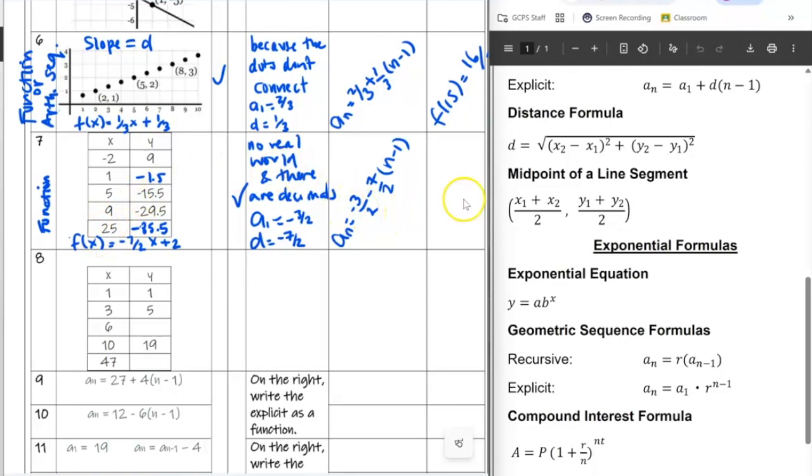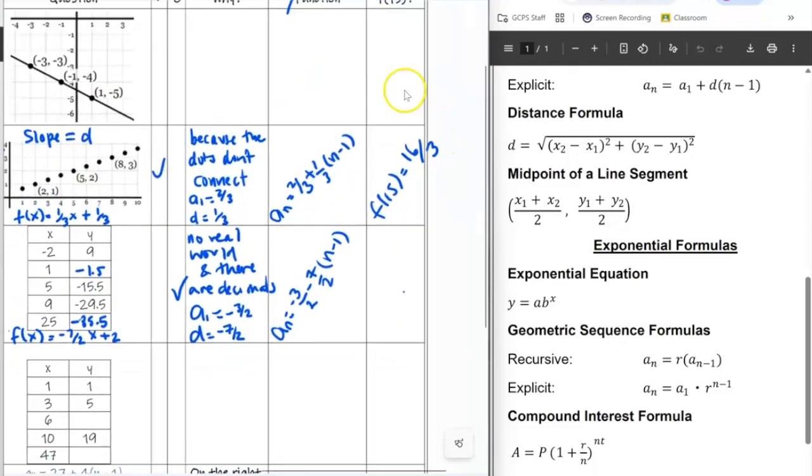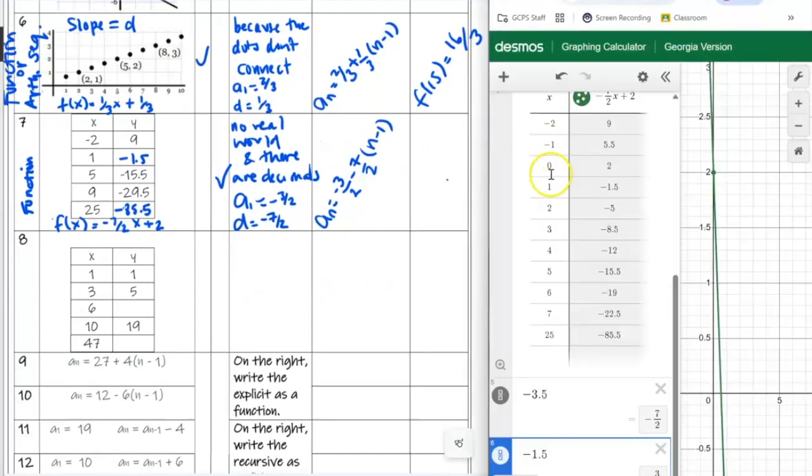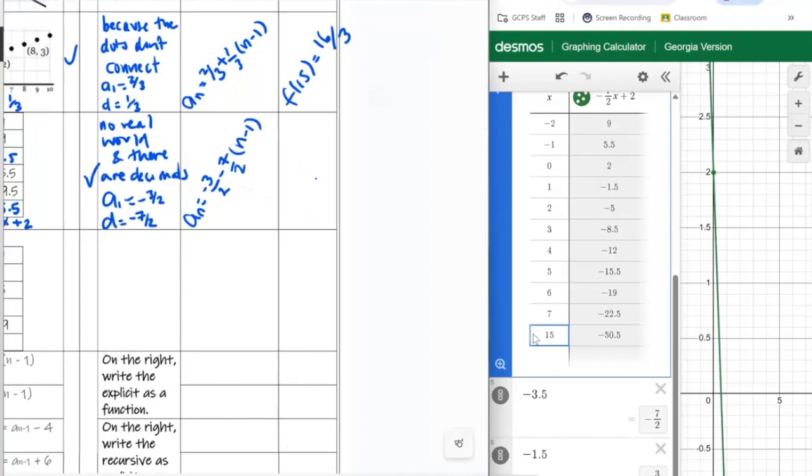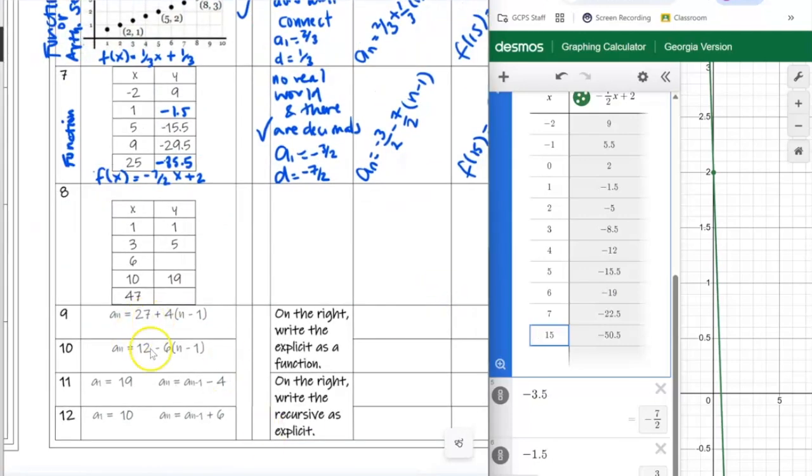Going from function notation to explicit. All right, evaluate it for f of 15. So going back to my table, I need 15. So I'm going to type in 15, and there it is. So f of 15 is equal to negative 50.5. All right, so you go ahead and do this question. Let's practice.